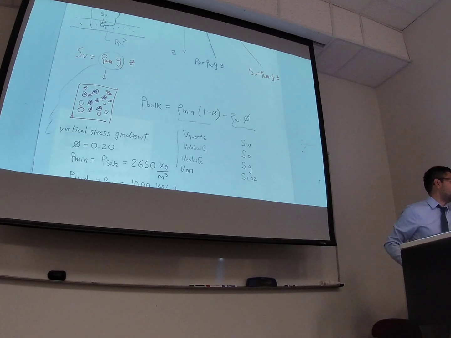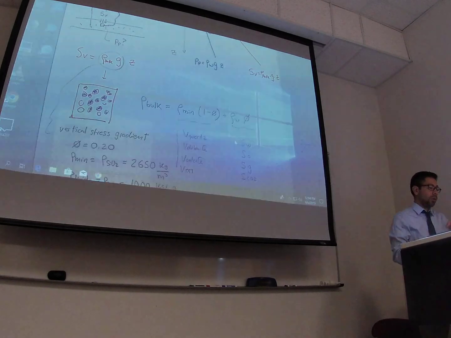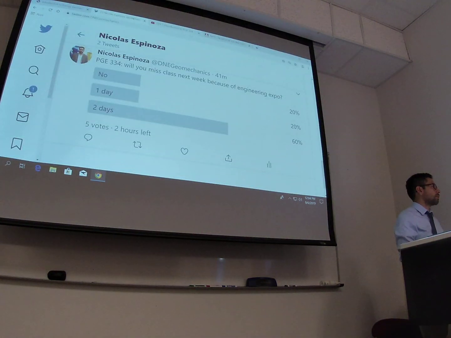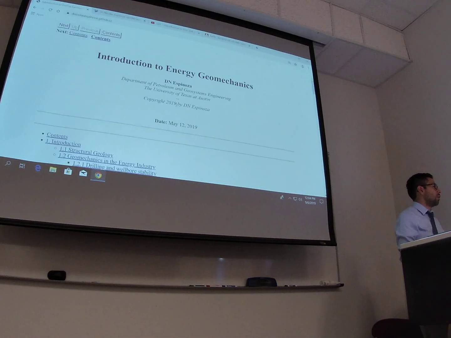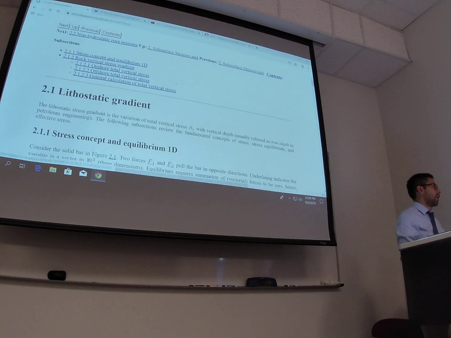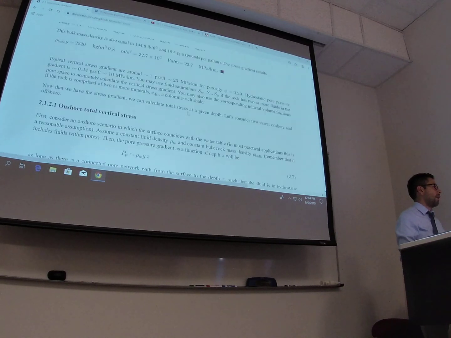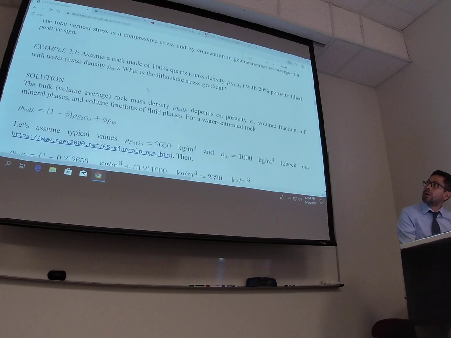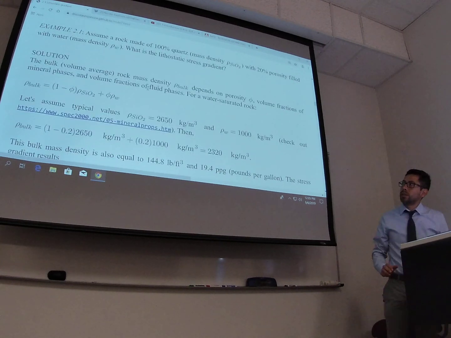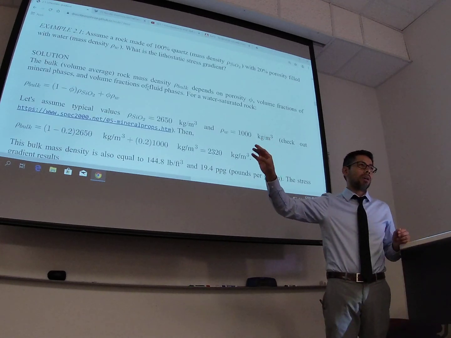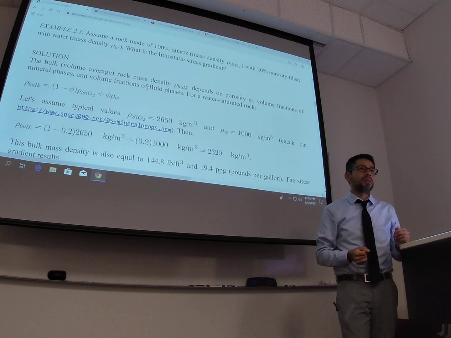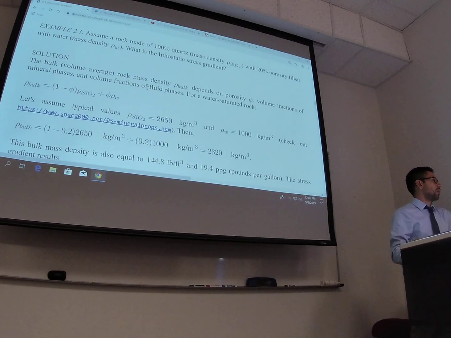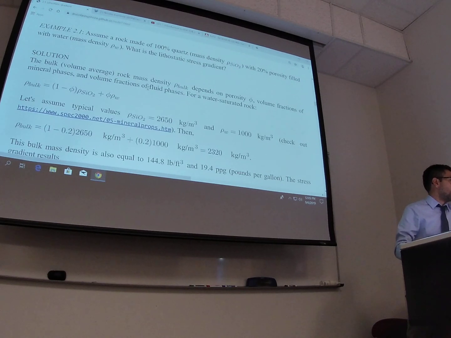I have one example here in my notes that we're not going to solve in class, but I encourage you to do that on your own time. Let's see, we go over here, and we go to lithostatic gradient. This first problem is about finding what is the average weight of the rock, and based on that computing bulk mass density. It's very easy, so we're not going to do that in class. But you should know how to do it.